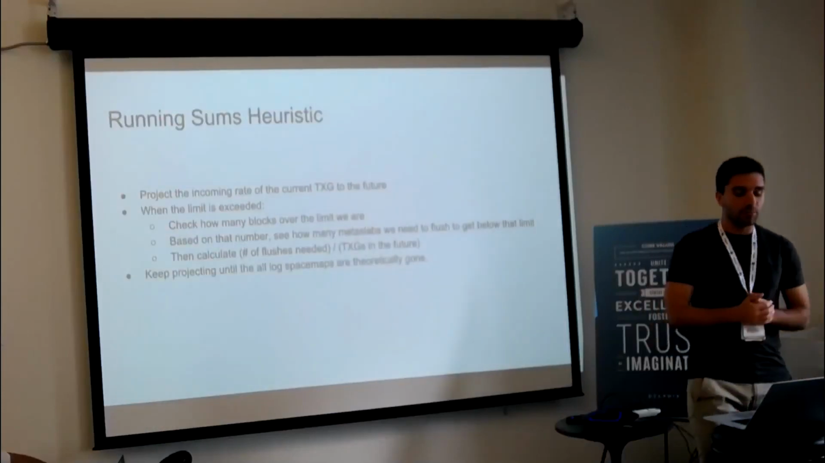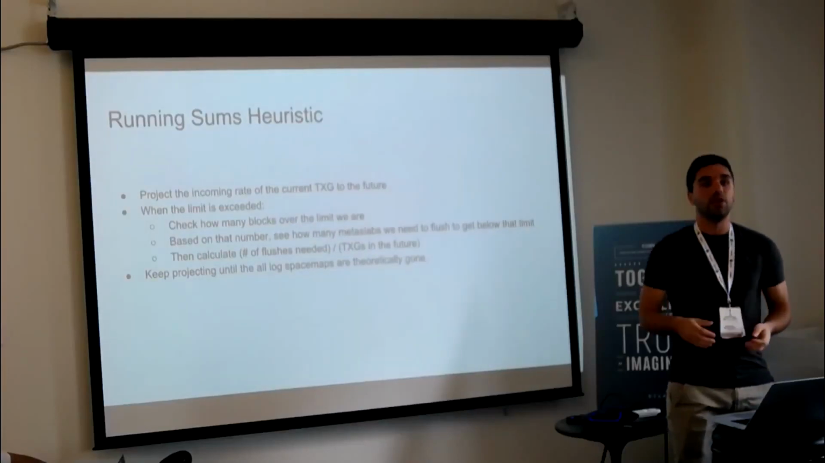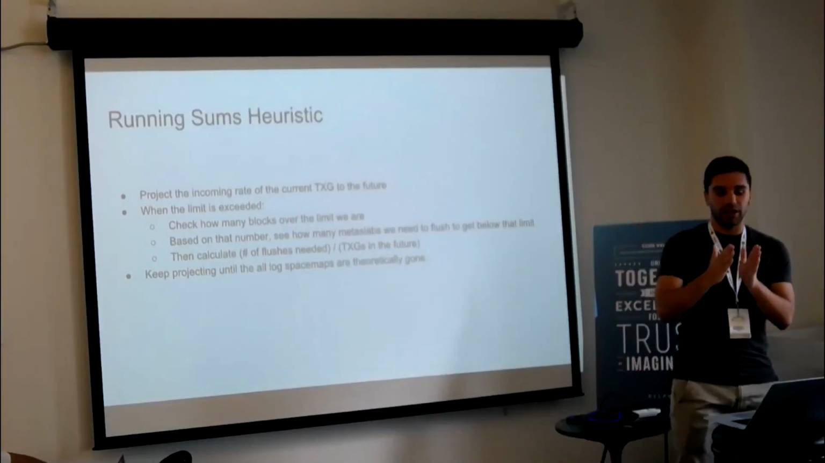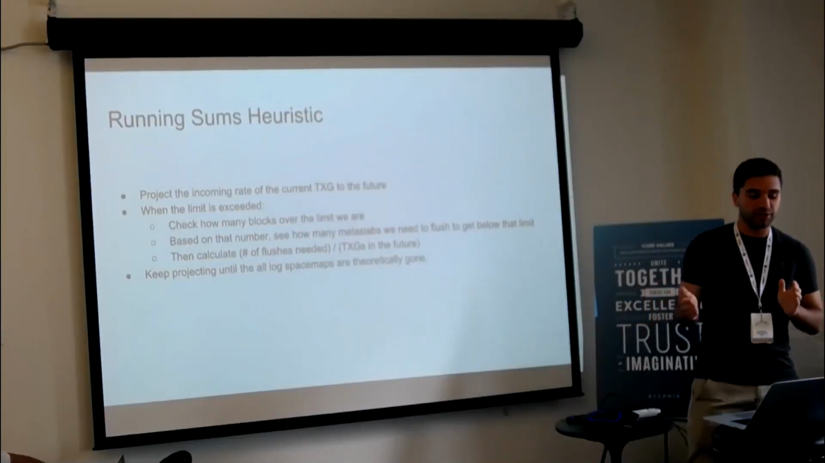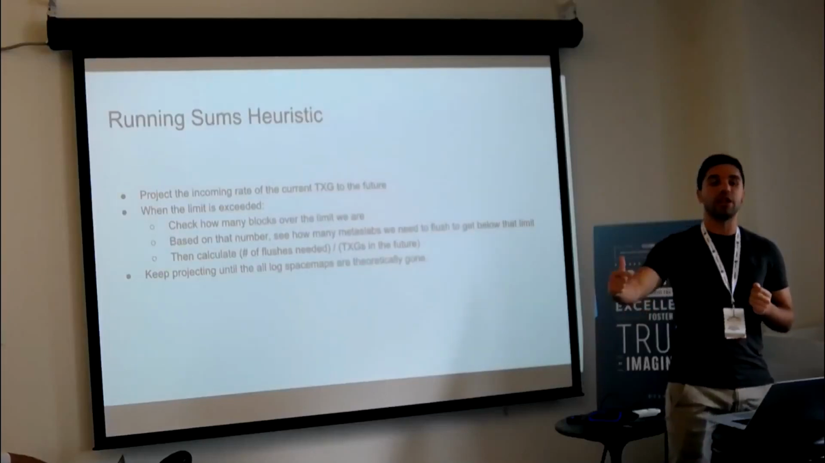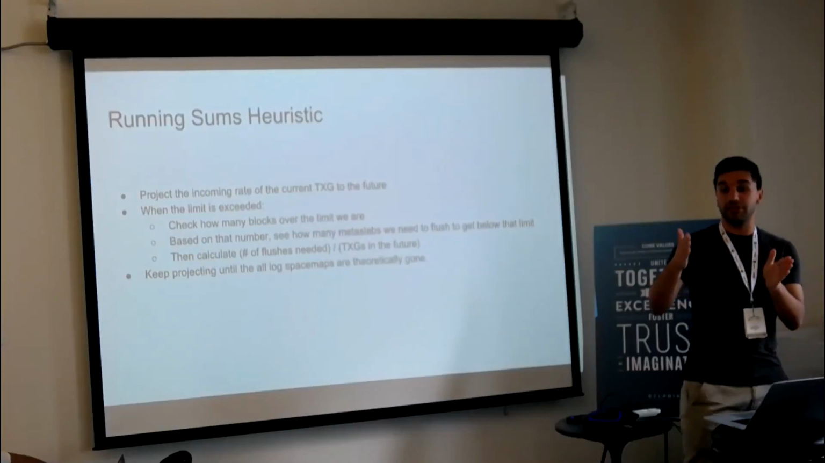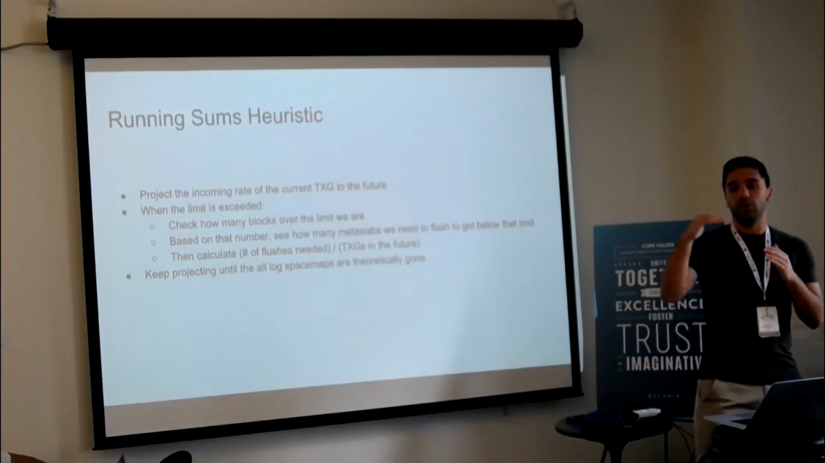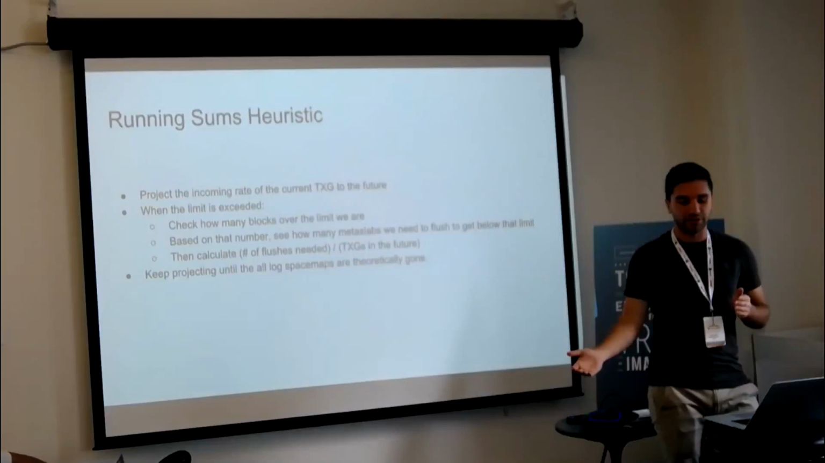So with this in mind, we came up with the running sums heuristic. Basically, the way that this works is that each TXG we take the current incoming rate and we project it in the future. We make projections on what we are getting so far. And we're saying, okay, in some TXGs from now, whenever the limit is exceeded, how many metaslabs would we need to flush to stay below the limit? And then we take the average of these metaslabs over the TXGs that we projected. So we can tell, okay, if I start flushing from now, will I stay below that limit? How many metaslabs do I need to flush from now in order to stay below that limit on that TXG?